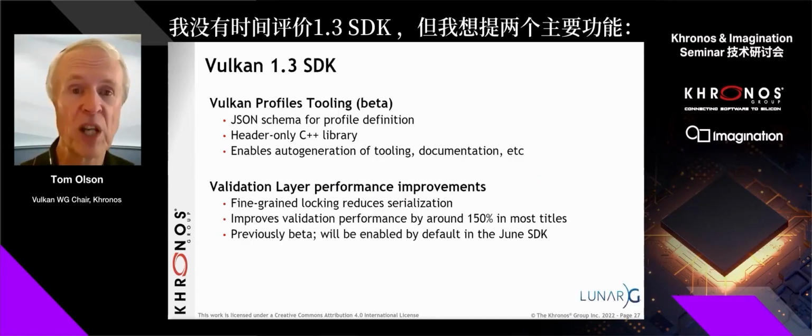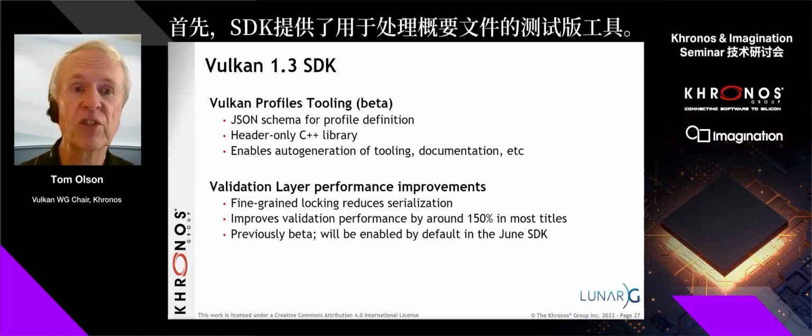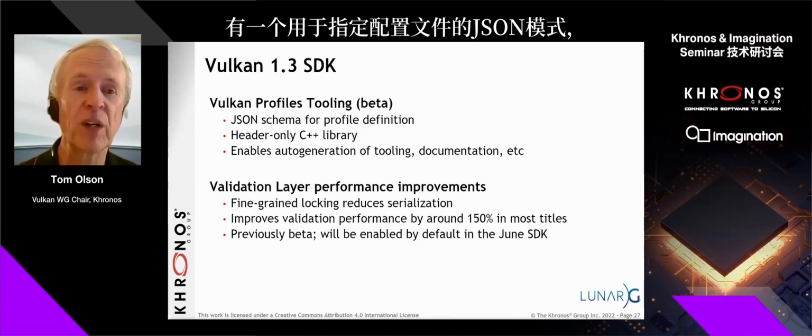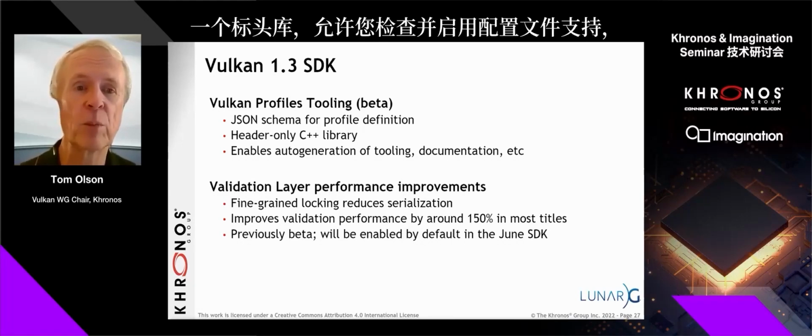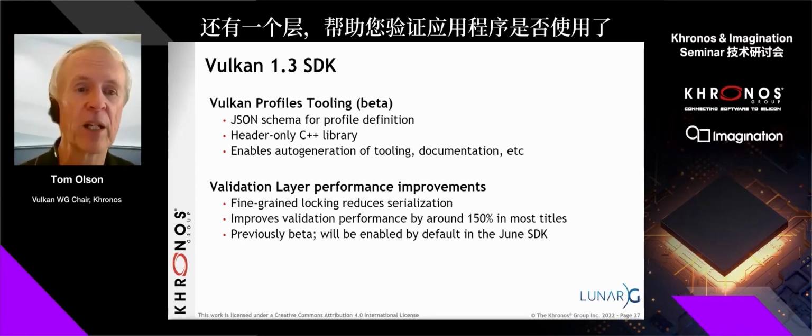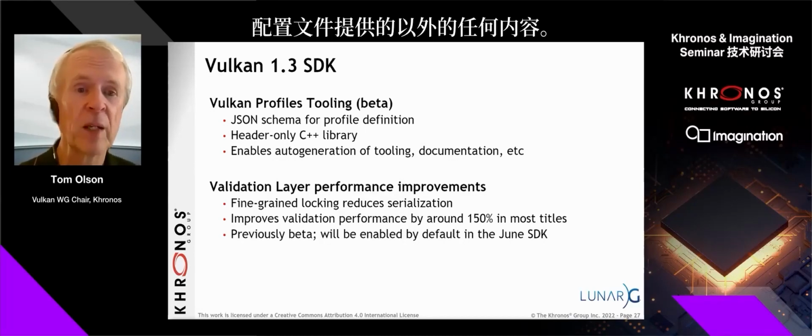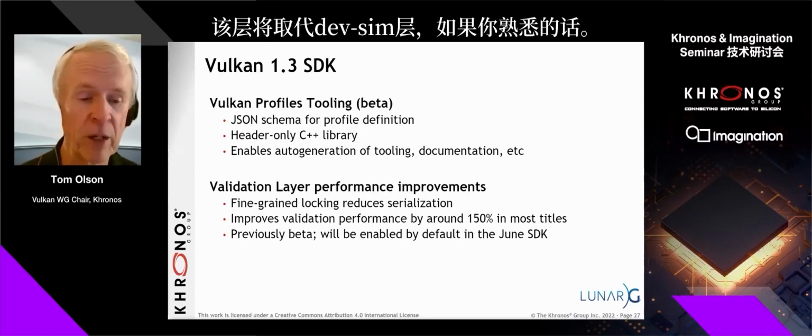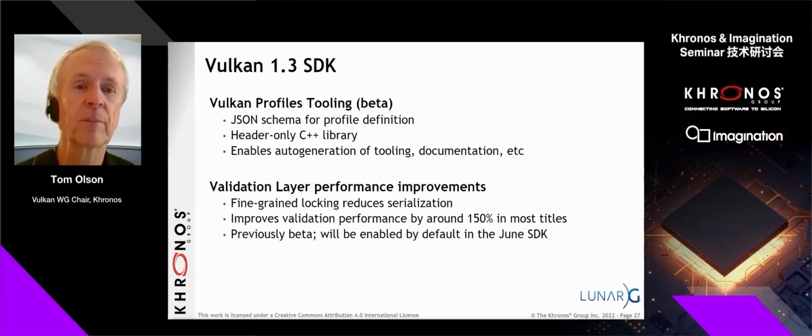I don't have time to do justice to the 1.3 SDK, but there are two headline features I want to mention. First, the SDK provides beta tooling for working with profiles. There's a JSON schema for specifying profiles, a header-only library that lets you check for and enable profile support, and a layer that helps you validate that your application doesn't use anything beyond what the profile provides. That layer replaces the DevSim layer if you're familiar with that.